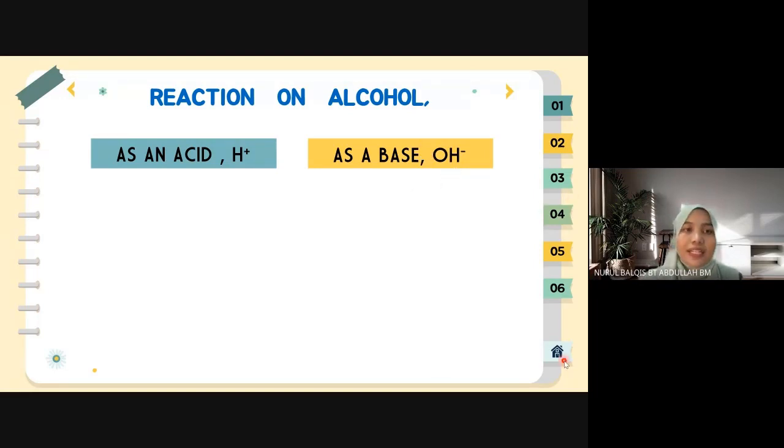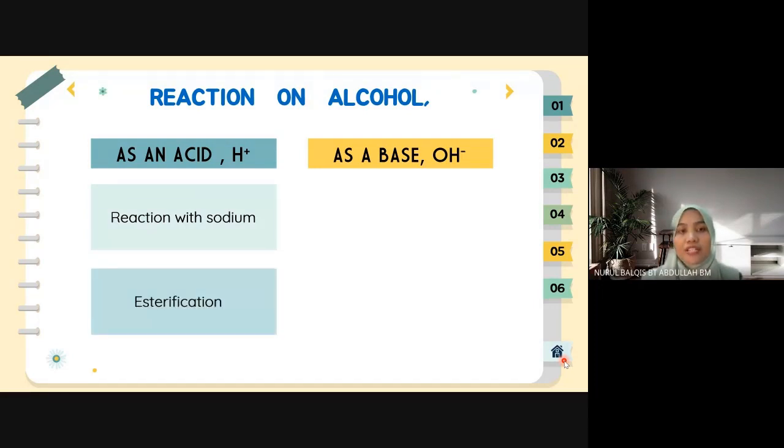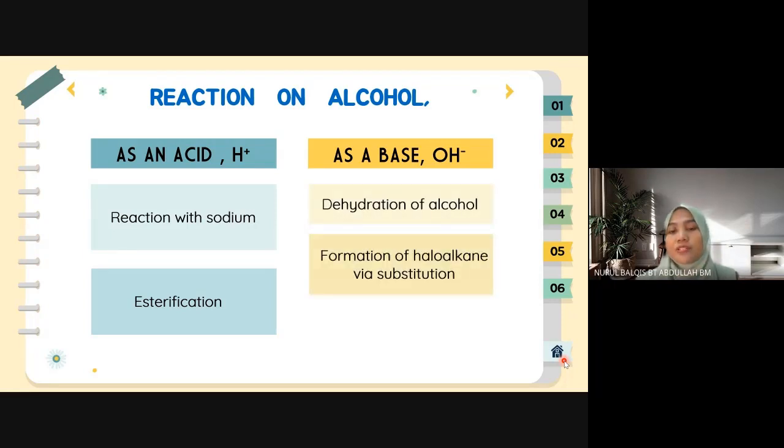Okay. So, alcohol as an acid, we have two reactions. One is reaction with sodium metal. Another one is esterification, where we form ester. Then as a base, there are three reactions altogether. We have first dehydration of alcohol, formation of haloalkane via substitution, and lastly oxidation reaction. So you must understand it is divided into two. For one, we take the H only, remove the H, and make a new product. As a base, remove the OH and make a new product.